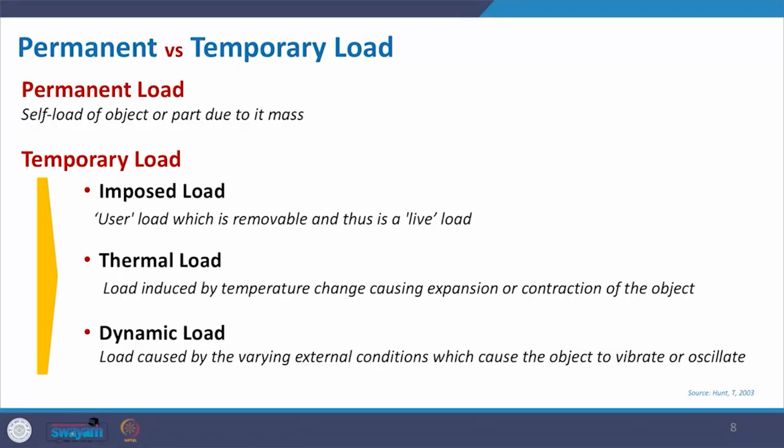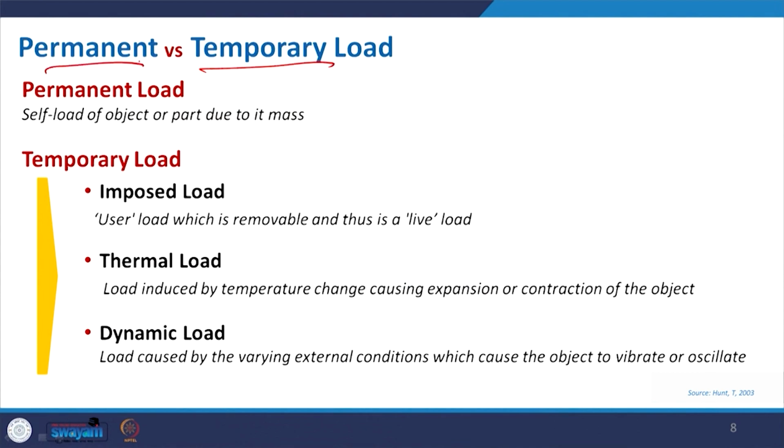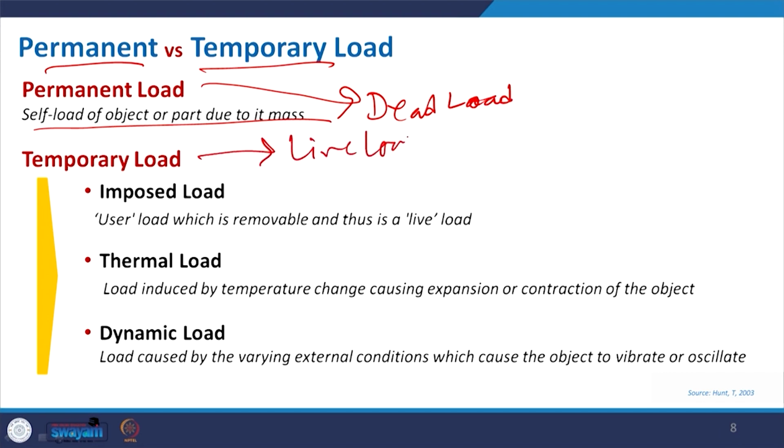Suppose you construct a slab or a cupboard which is permanent, made of some concrete or brick. Now, this is another way of looking at this, based on the duration. One is permanent and the other is temporary. Temporary means it will not be there after a certain time. Permanent load is basically the self load of the object or part of it, and it is leading to dead load. And temporary loads are basically those which are movable, and this is basically the live load.